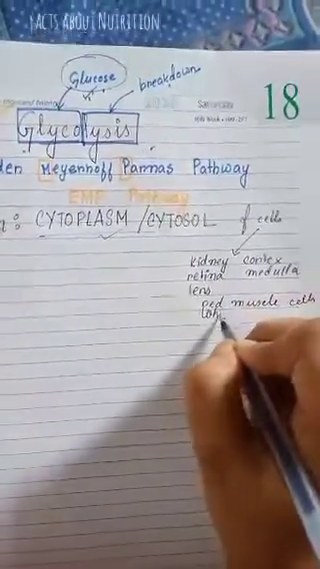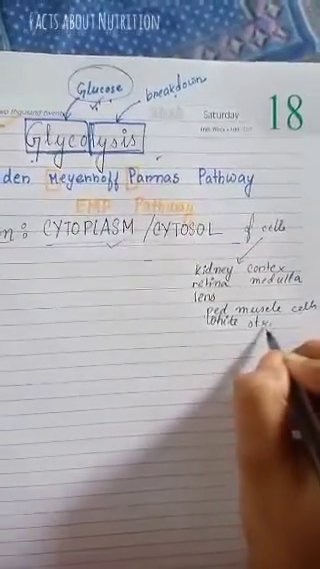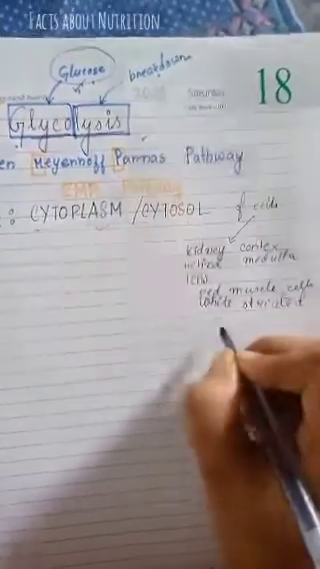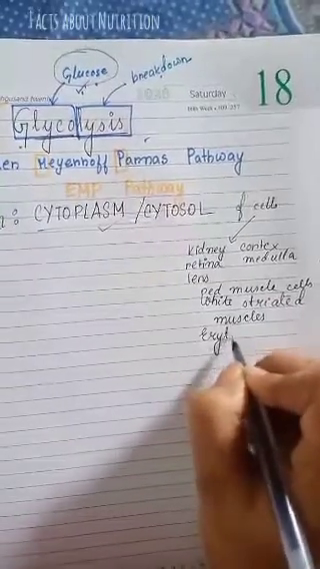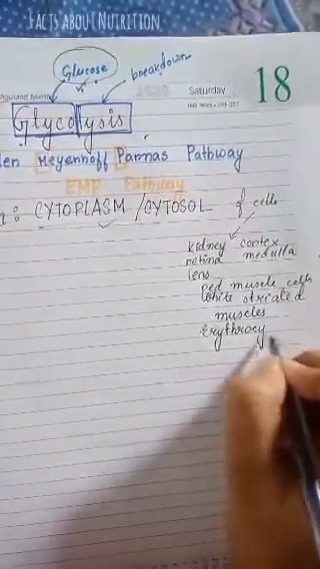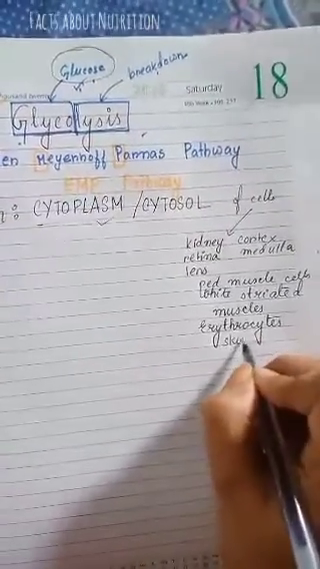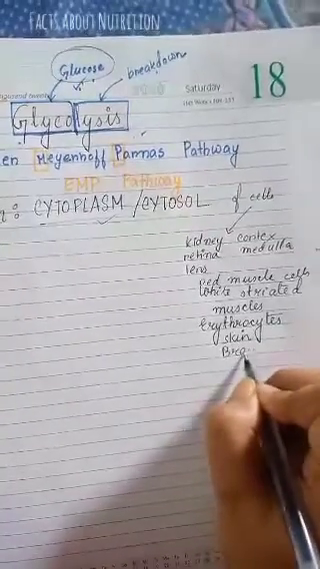Some more you write over here: white striated muscles, erythrocytes, skin, brain. Just remember some of it.